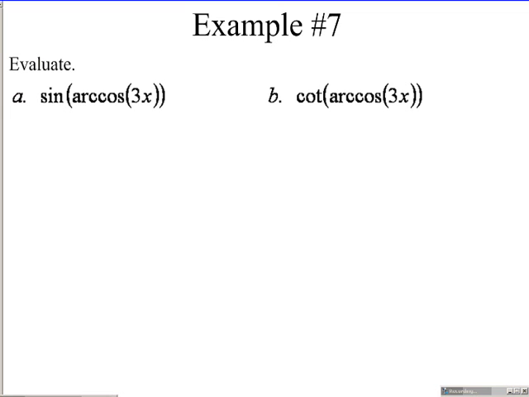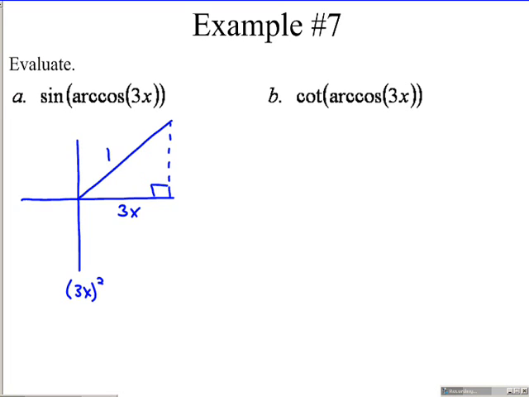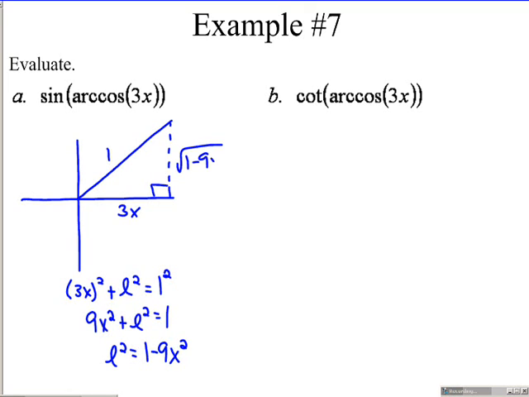Sine of the arc cosine of 3x. Start with your inside function. Arc cosine of 3x. Adjacent over hypotenuse. Pythagorean theorem to find that third side. Leg squared plus leg squared equals hypotenuse squared. Take the square root. This side is the square root of 1 minus 9x squared.